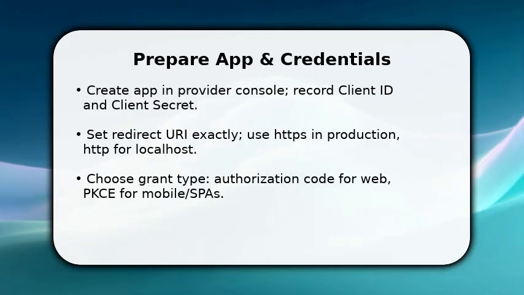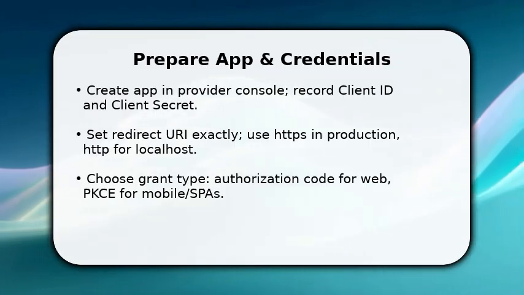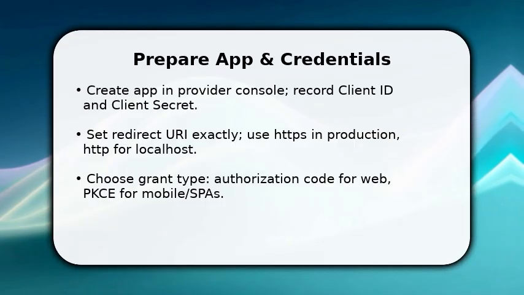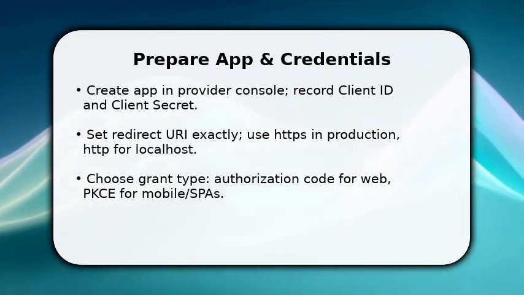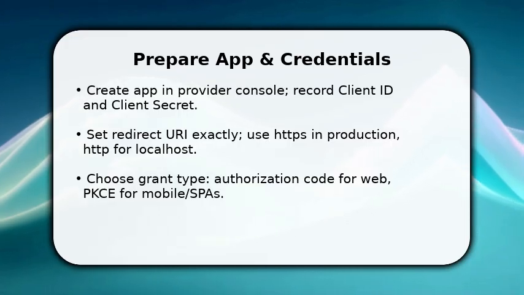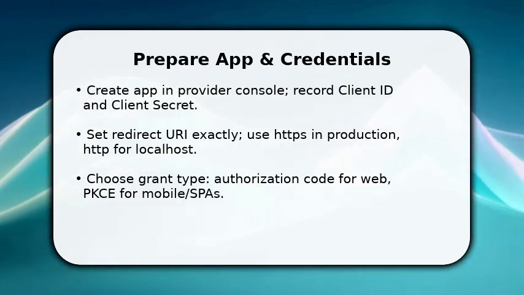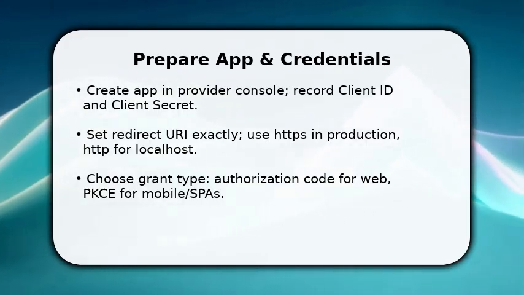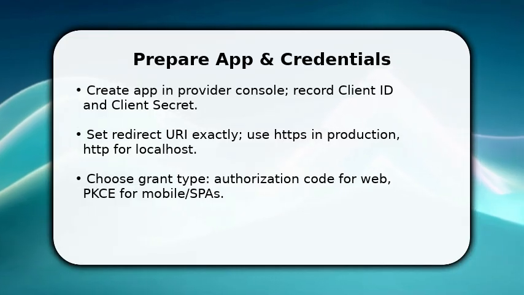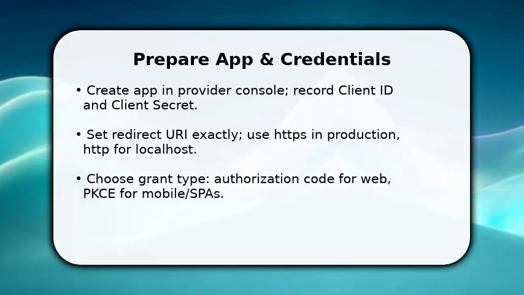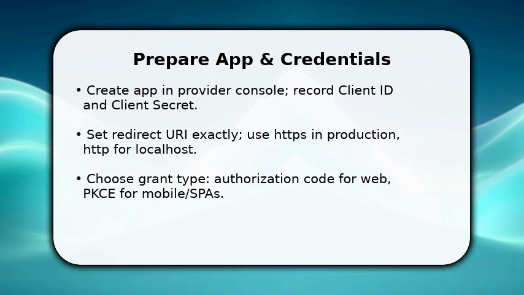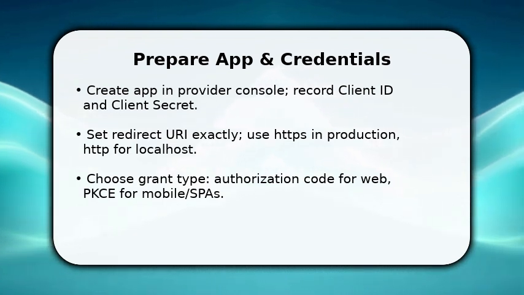You start by creating the application in the provider console and immediately copying the client ID and client secret. These are mandatory. Once done, add your exact redirect URI and ensure it matches requests, because mismatches block tokens. Make sure to pick the correct grant type, authorization code for server apps and PKCE for mobile or single-page apps, so you balance security and usability. Also set scopes now to limit access and simplify later consent screens.